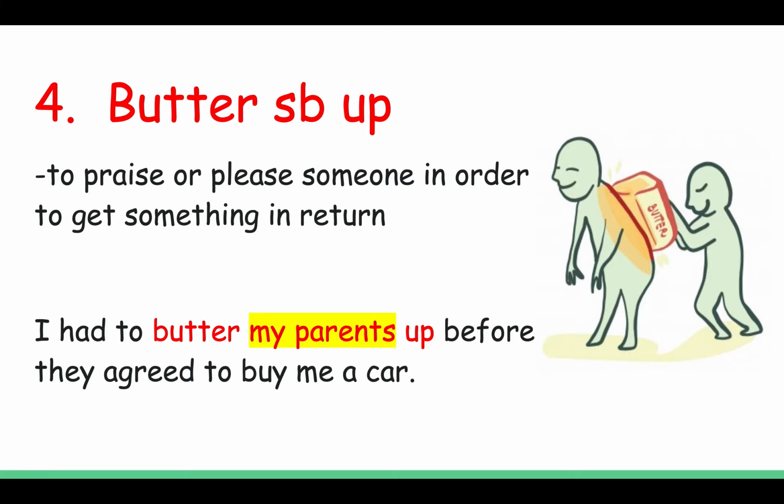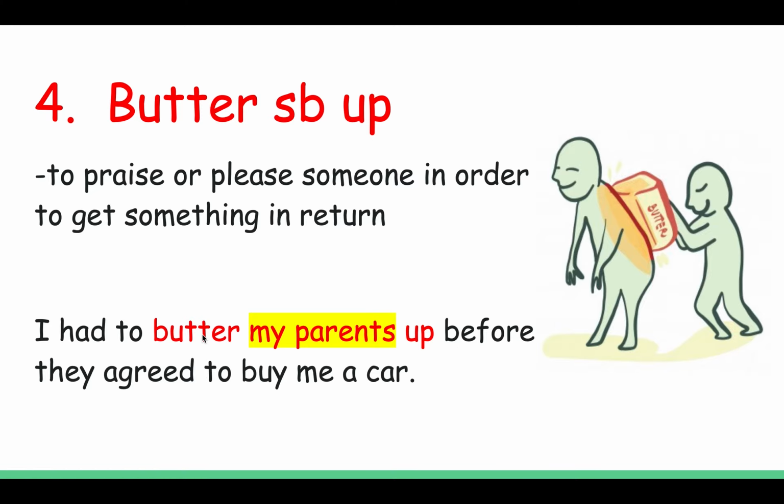You need a favor, to be exact. Example: I had to butter my parents up before they agreed to buy me a car. Maybe you say something nice to your parents, or you do household chores, or you take them to a nice restaurant, and then you actually need something from them. You want your parents to buy you a car.